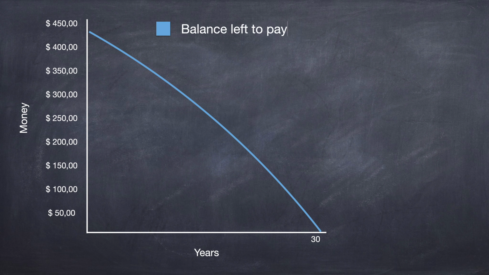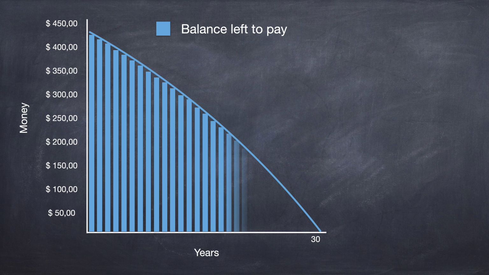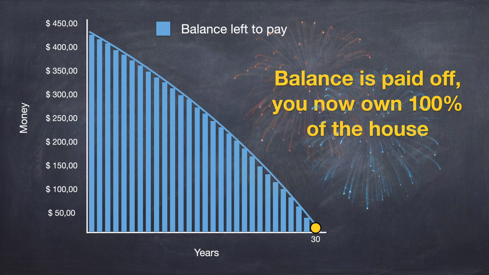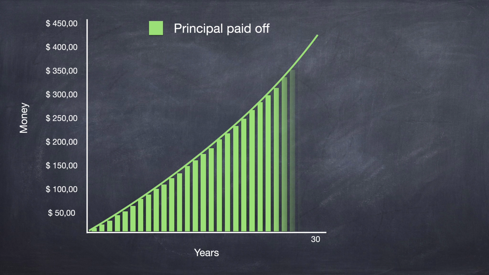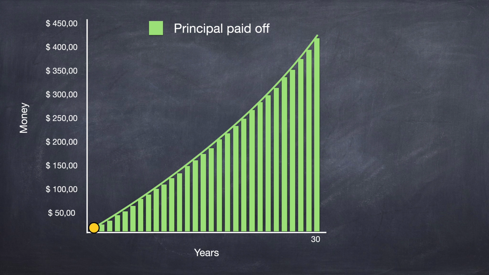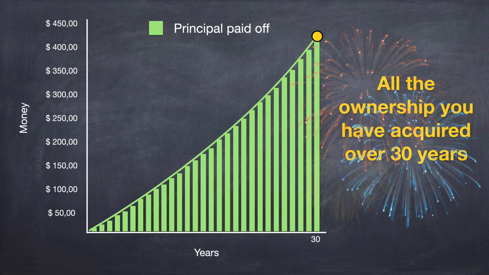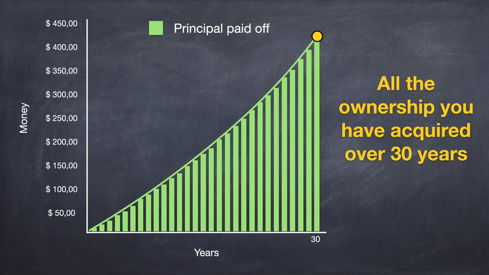So remember, blue was the balance left to pay, and if you break it down in yearly increments like this, it means you started with $440,000 left to pay on the balance, and over 30 years you get that all the way down to zero. And now the balance is paid off and you own 100% of the house. Now let's look at that green line, and remember that's the principal that you've paid off on the loan. You started paying off $0 on the loan in year 1, and by year 30, you've paid off $440,000 and you have acquired full ownership of the house.